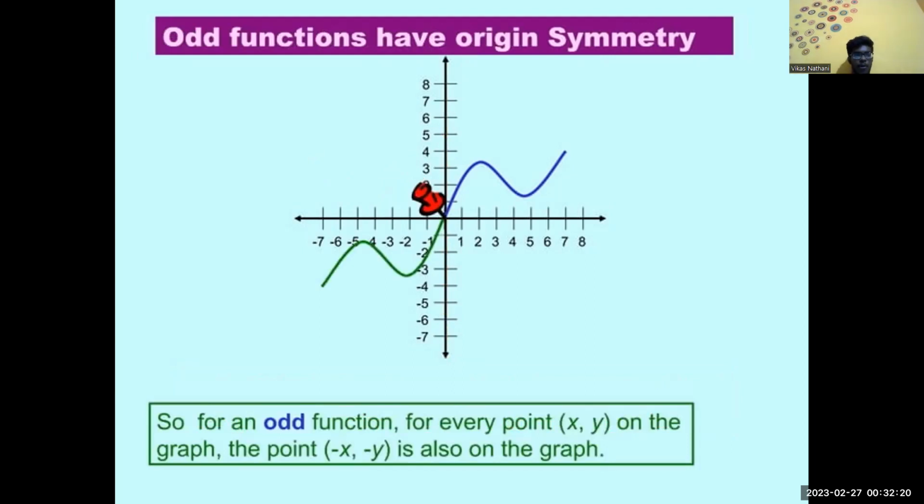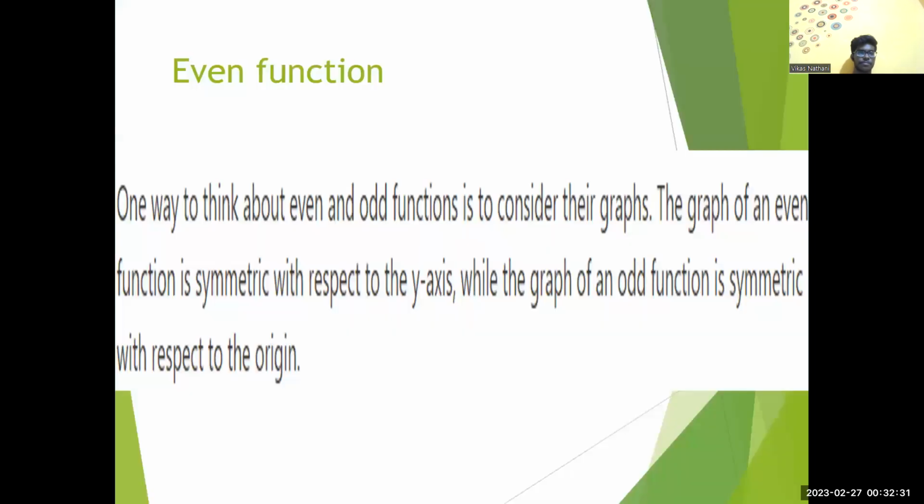Now, an odd function has origin symmetry. For an odd function, for every point (x, y) on the graph, the point (-x, -y) is also on the graph. One way to think about even and odd functions is to consider their graphs. The graph of an even function is symmetric with respect to the y-axis, while the graph of an odd function is symmetric with respect to the origin.